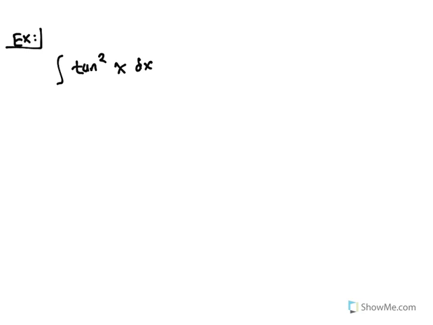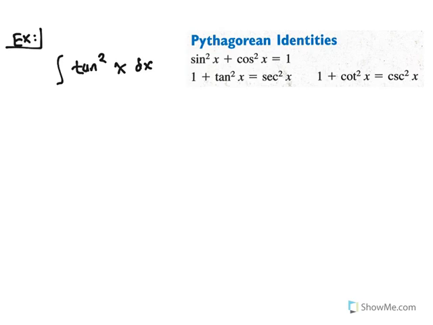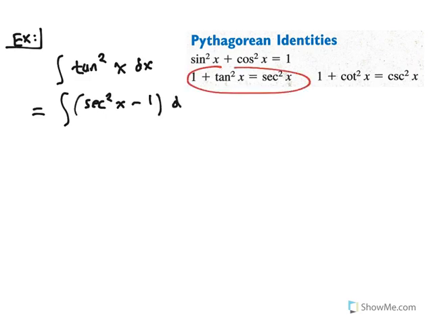Our next example is the definite integral of tangent squared x dx. And what you can do is begin with the Pythagorean identity. So you can write this as the indefinite integral of secant squared x minus 1 using our Pythagorean identity here. Our integrand is a difference, so we can write our problem as a difference of two integrals.